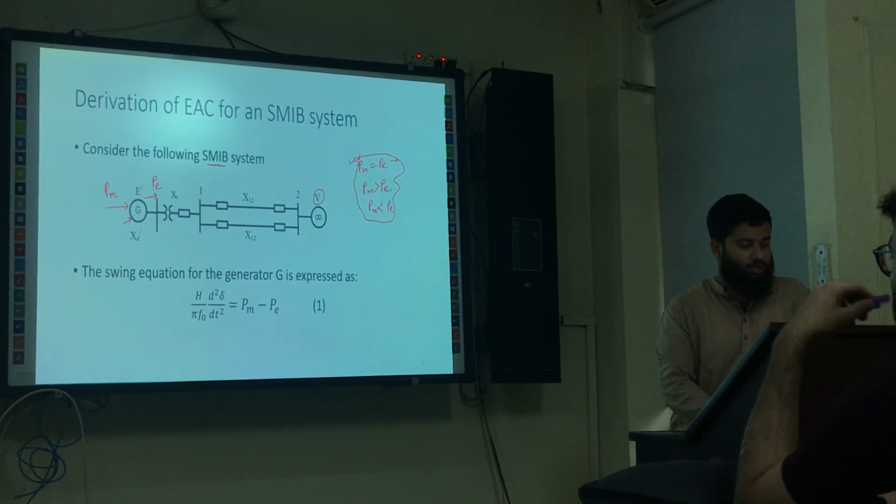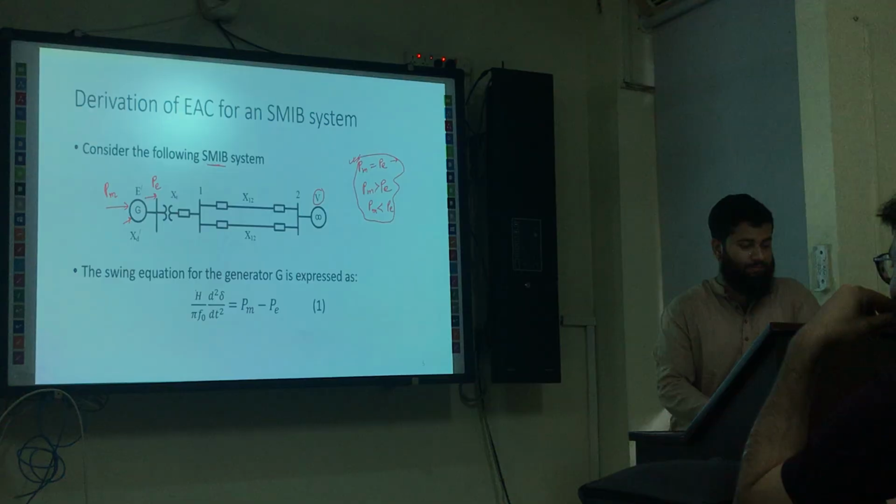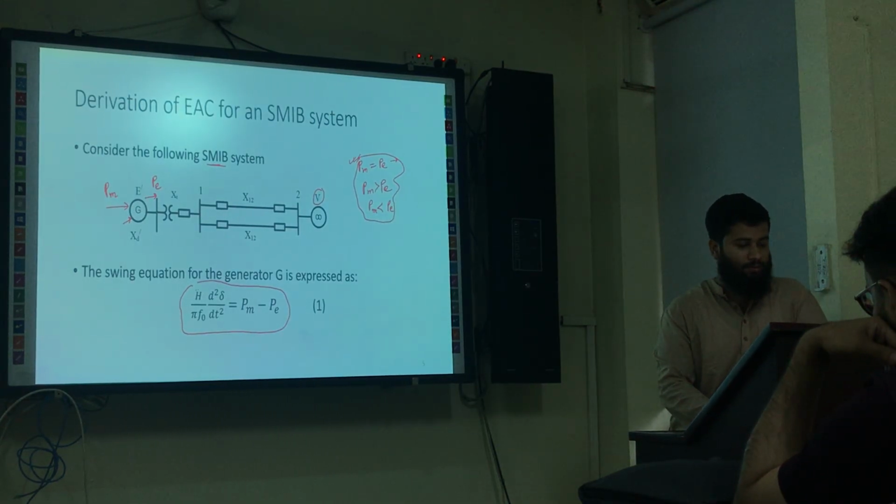Then the swing equation for this SMIB system will be this, right? You know this thing. This is the swing equation. Probably you have seen this term on the right side, but if you take it to the left side, it will be like this. And this is the acceleration of the rotor, that is the second derivative of delta. It will be simply the difference Tm minus Te.